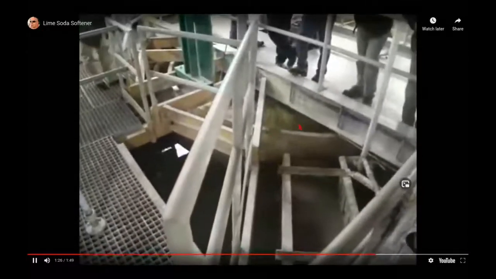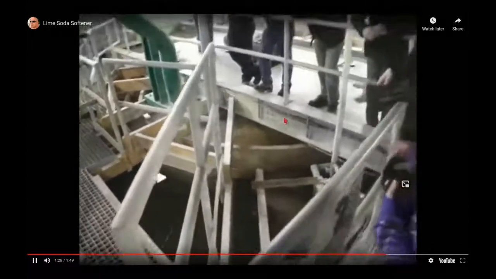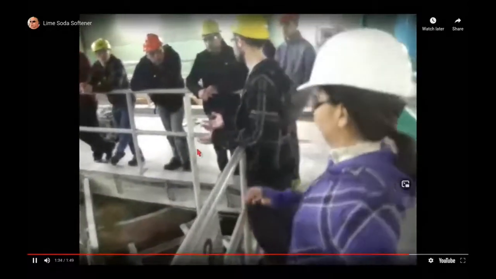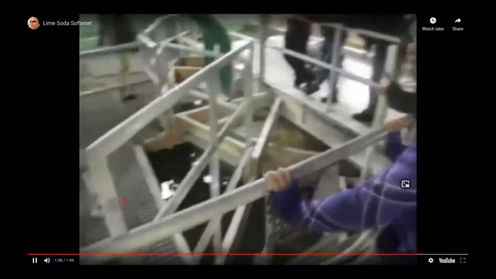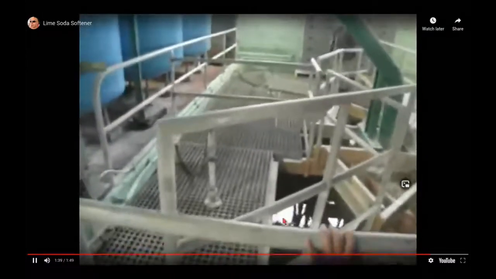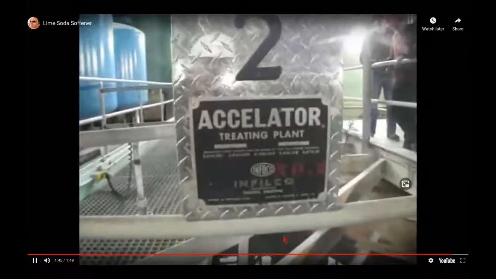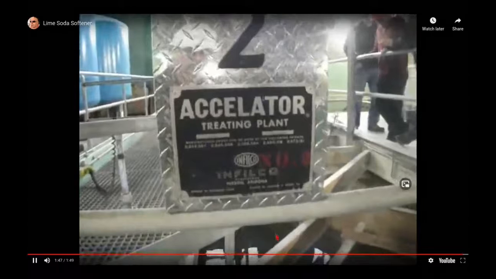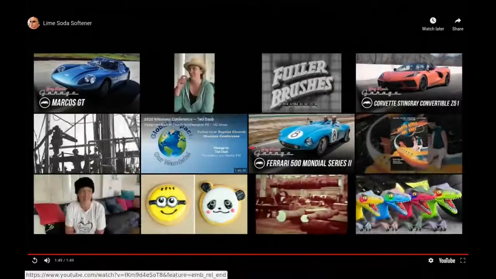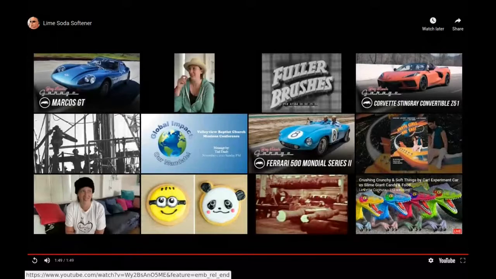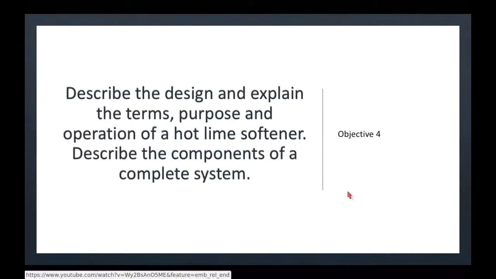Now this particular lime soda reactor, you can see in the middle where the reaction is taking place, and you can see the relatively clear water that surrounds it. Okay, there's the relatively clear. It was made by a company called Infilco, and they call it Accelerator. That's what they call it at Brandon. So anyway, that's that for precipitation softening. So that's one type of softening that we do, precipitation softening.